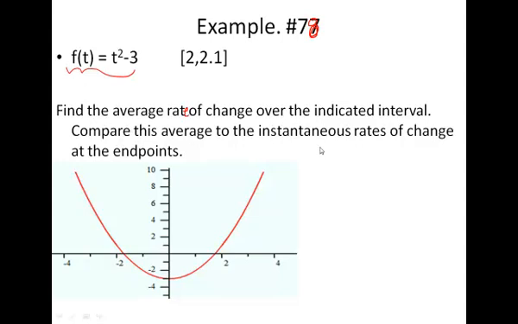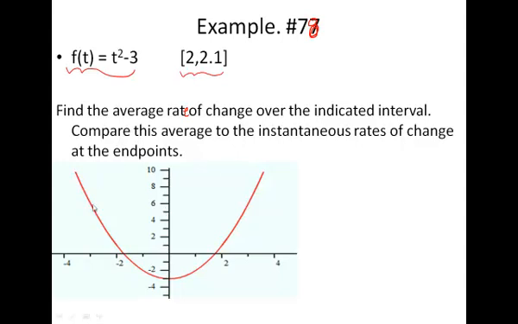Find the average rate of change over the indicated interval. They've given you an interval of two different times, 2 and 2.1. You're supposed to compare the average to the instantaneous rate of change at the endpoints. So we're going to have to do a couple of calculations here.